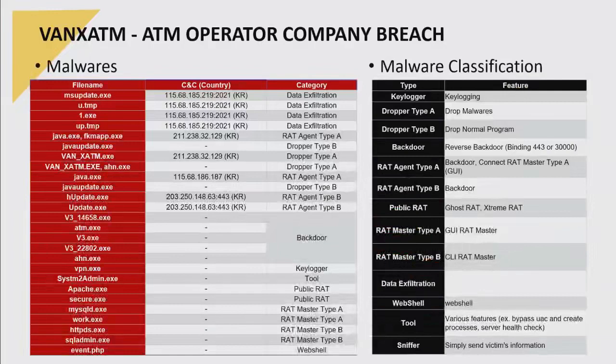These two tables here are showing the samples we collected in the case. We list all file names and the C2 infrastructure here. You can see here are some samples, mostly they are remote access tools, and some are for data extraction. Also, we found some public RAT and web shell. And here's the classification. There are some keylogger, and there are some dropper, and RAT, also web shell here.